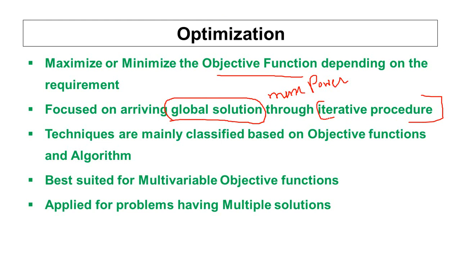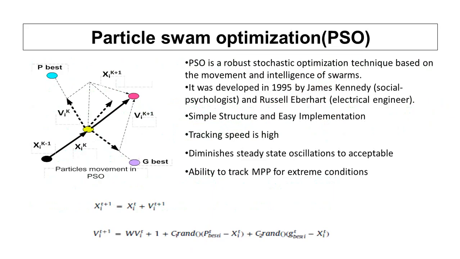So we can classify based on objective functions, such as multivariate objectives. There are many variations and all those things are available. These optimizations have been majorly used in many types of problems and many types of issues. Optimization is something that is really interesting, and it is also used here for MPP tracking. Let me explain how this optimization is used.